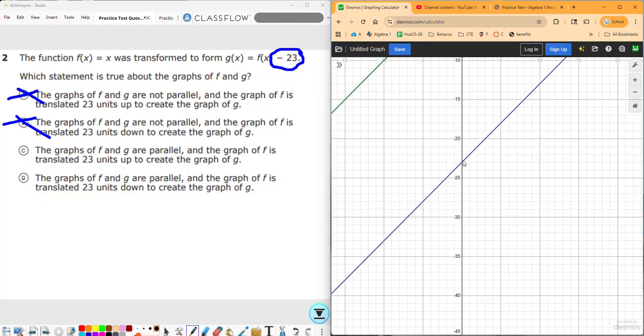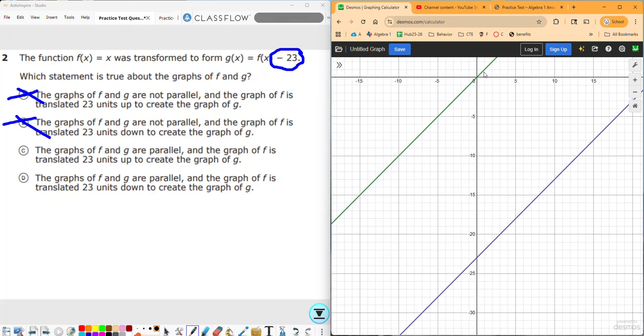Now let's go over and evaluate C and D based on what we know. So the graphs of f and g are parallel. Okay, that's true. And the graph of f is translated 23 units up to create the graph of g. No, that's not what's going on at all. This right here, the green, this is the graph of f of x. We translated 23 units down to get g of x. So C is not right. D is correct. And there we have it.